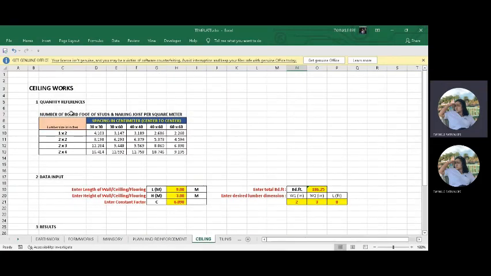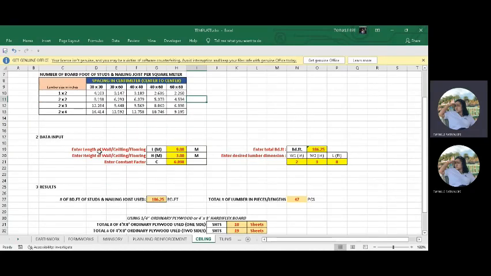So for our ceiling, we have the quantity reference. The lumber size in inches is 1 times 2, 2 times 2, 2 times 3, and 2 times 4. For the spacing in centimeters, center to center, we have 30 by 30, which is 4.103 for 1 times 2, and so on and so forth. These are different spacings for our lumber sizes.